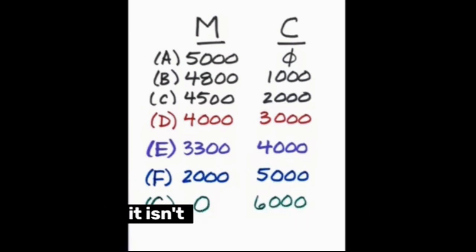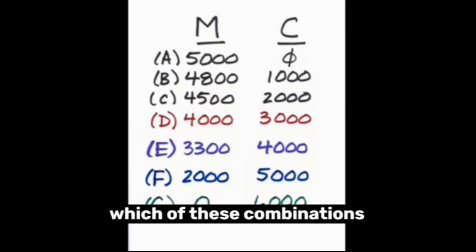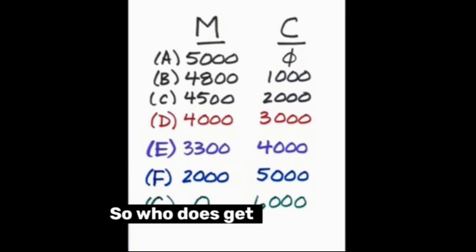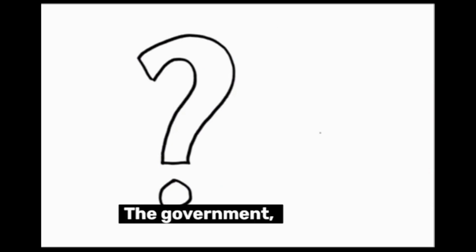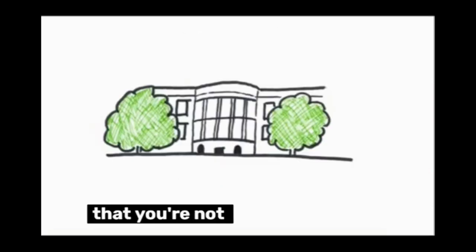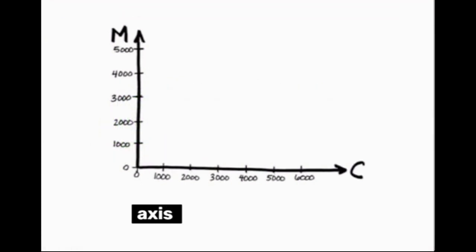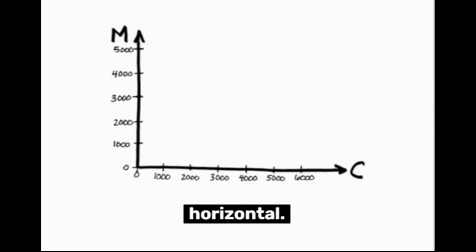Again, as the economic analyst, it isn't your job to decide which of these combinations is good or bad. So, who does get to decide? That's right, the government. Let's say that you're not only an economic analyst, but you're also presenting your data to the White House. Visuals are good, so take a few minutes now to pause this video and map out the combinations with military on the vertical axis and civilian on the horizontal.